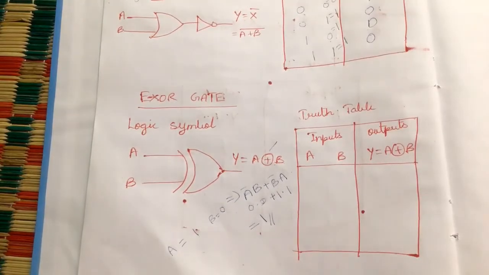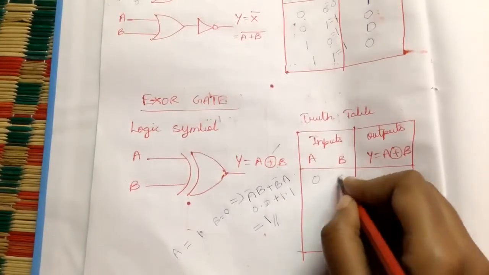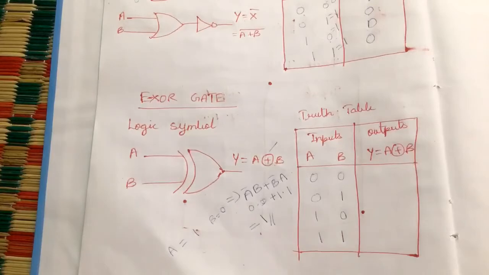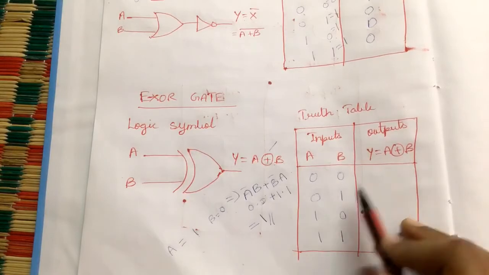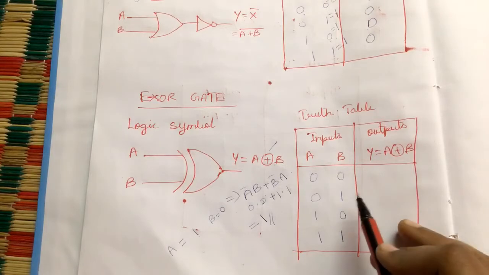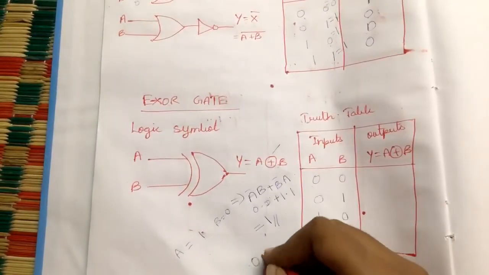So now I will draw the truth table for this. Truth table is 0 0, 0 1, 1 0 and 1 1. So these are the combinations. You can try with these examples. Or else you can straight away know if we are having an odd number of ones. So here we'll just take the odd number of ones.